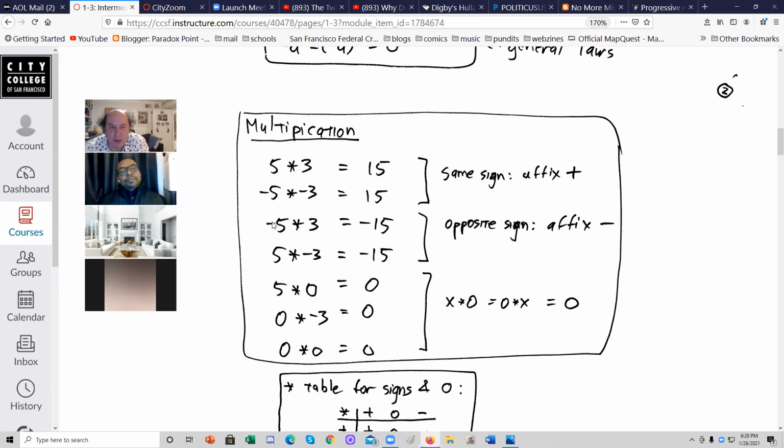Here they have opposite signs. Negative 5 times 3, 5 times negative 3. In both cases, we affix a negative. So therefore, negative 15 for both of these. And for all of these, x times 0, whatever x is, is 0. 5 times 0 is 0. 0 times negative 3 is 0. 0 times 0 is 0. 0 times anything is the same 0.